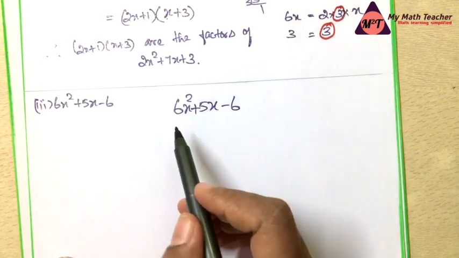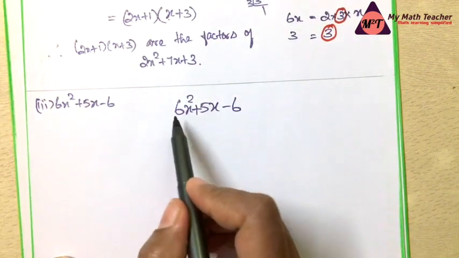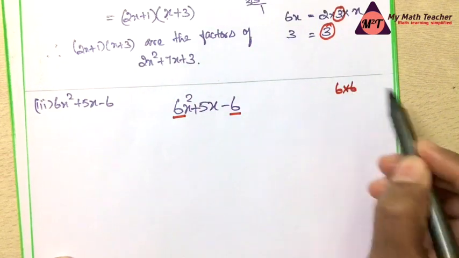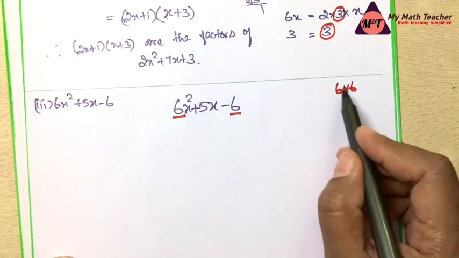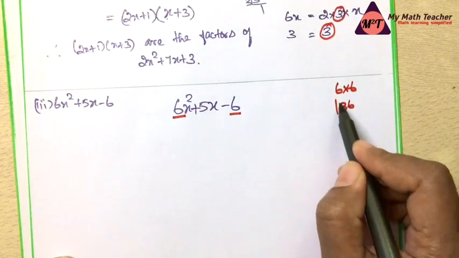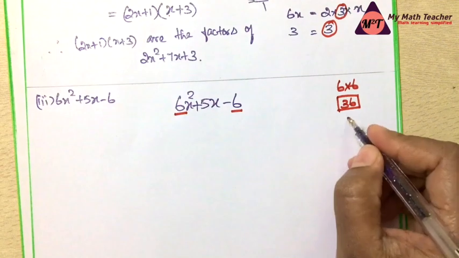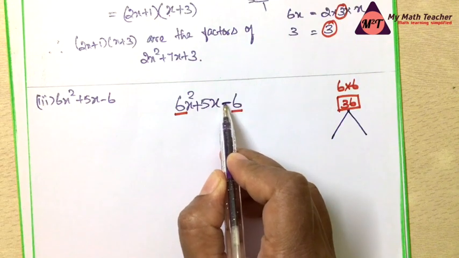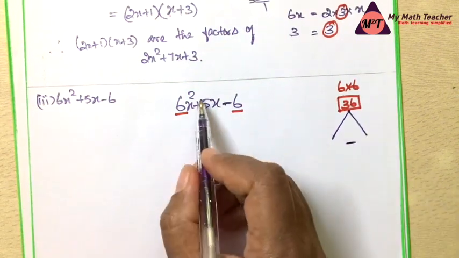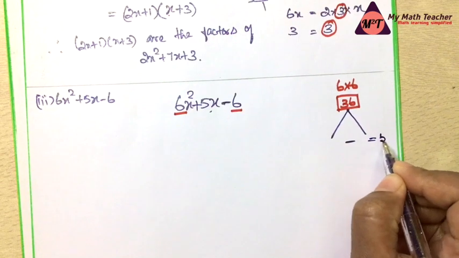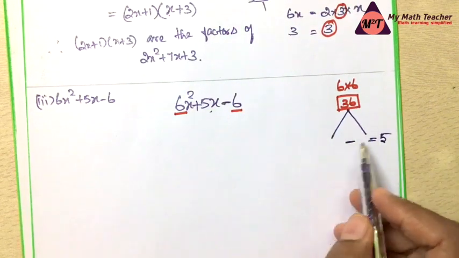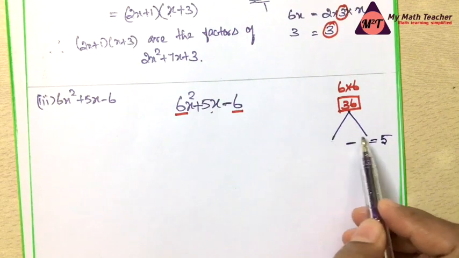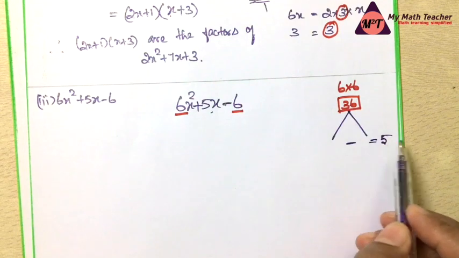Third subdivision, 6x square plus 5x minus 6. Write the numerals only, that is 6 into 6 from first and the last. Multiply, it is 36. Think of two numbers having this sign, that is before the last term it is minus in mind. The middle number is here, that is 5. By this time you must be very familiar to find the two numbers very quickly. That is, I have to think of two numbers when I multiply 36. When I subtract, it should be 5.